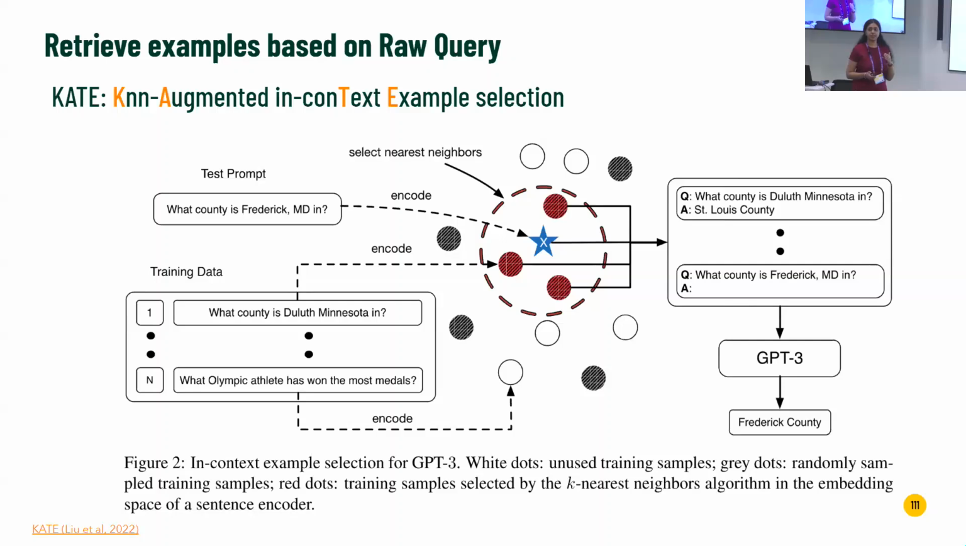Here in the training data, you can see that there is a county of Duluth, Minnesota, and what Olympic athlete has won the most medals. So these are all sorts of questions in the training data set, out of which it selects the K closest neighbors, where the actual question was what county is Frederick MD in. So these are the questions in the K nearest neighbors, which are fed into GPT-3, and GPT-3 gives the answers.